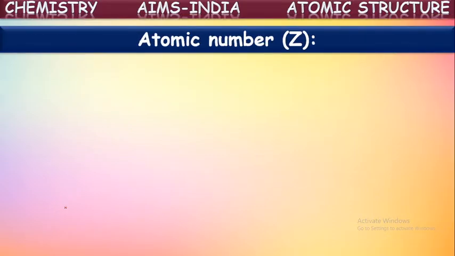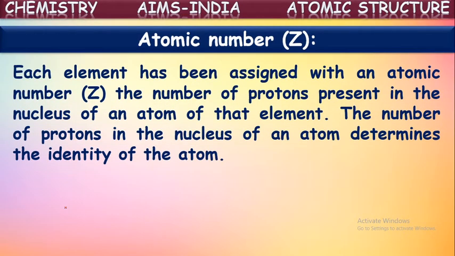First, about atomic number. Each element has been assigned an atomic number, the number of protons present in the nucleus of an atom. So, the number of protons present in the nucleus of an atom is considered as the atomic number of that element. For every element, the number of protons present in the nucleus will be unique. So, this number of protons is considered as its atomic number. The number of protons in the nucleus of an atom determines the identity of the atom.